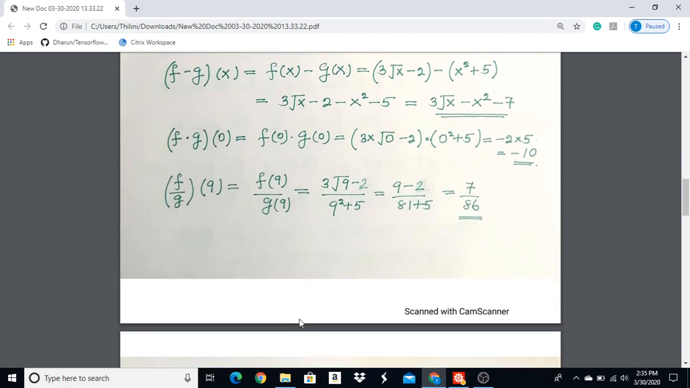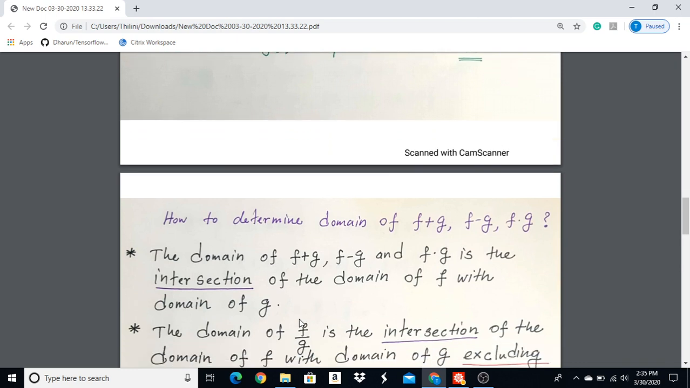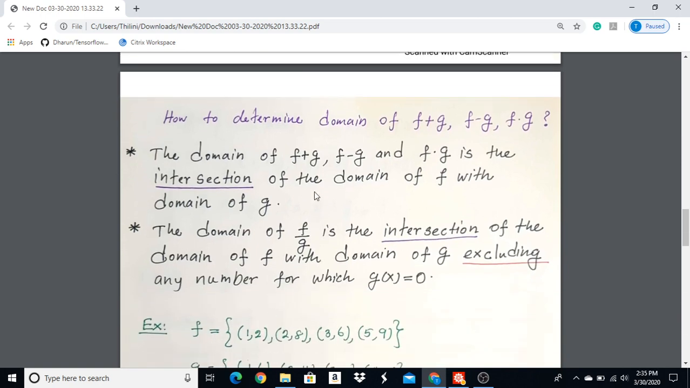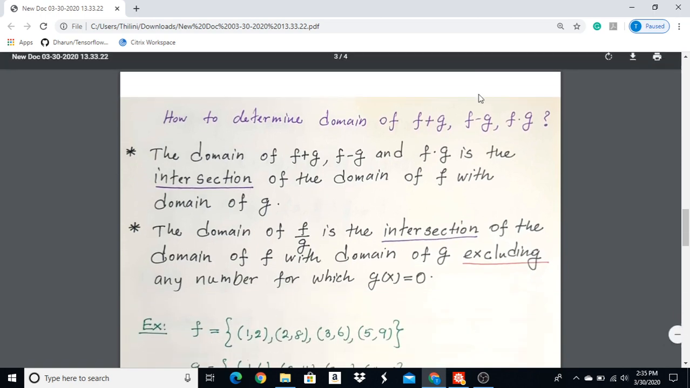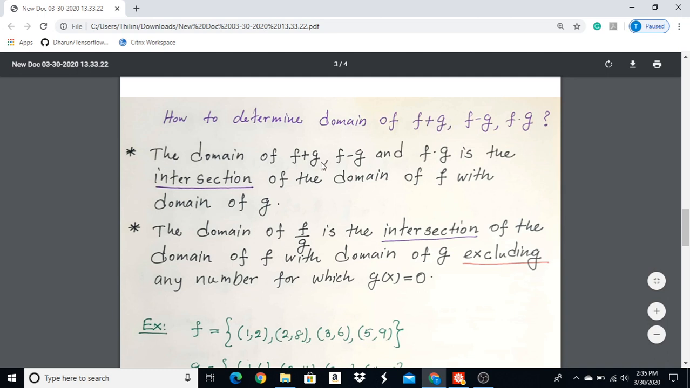Now the other question is that since we are making new functions called f plus g, f minus g, f times g, and f divided by g, we should be able to determine the domains of those new functions. So how do we find them? First we need to find the domain of f and the domain of g, and then the domain of f plus g, f minus g, or f times g is just the intersection of those two domains of f and g.